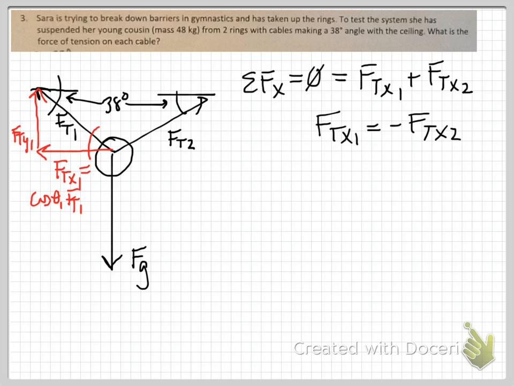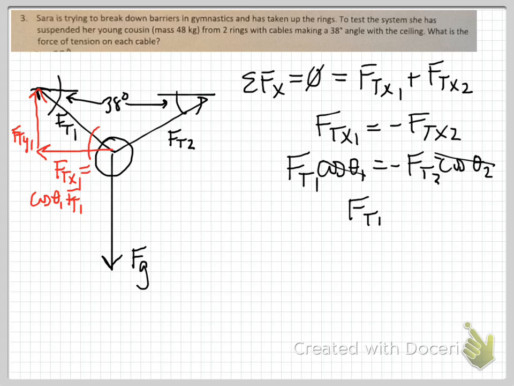But here's what comes up. Force of tension times cosine theta 1 is equal to the negative of force of tension times cosine of theta 2. This negative sign can be attributed to the fact that the angles are opposite to one another, though the magnitude is the same. So the magnitude of the force of tensions is equal. And this just tells us that force of tension 1 and force of tension 2 are equal, once we cancel out those. So force of tension 1 equals force of tension 2.